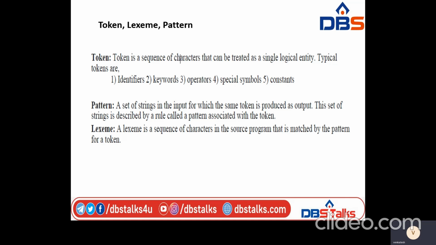Now, what is a token? A token describes the category of an input string. Examples of tokens: an identifier is a token, a keyword is a token, an operator is a token, a special symbol is a token, and a constant is a token. All are different examples of tokens.